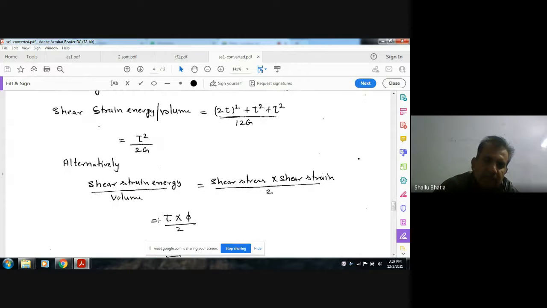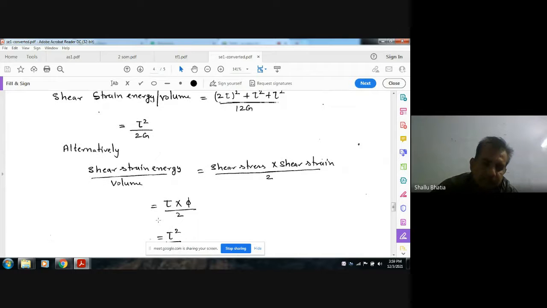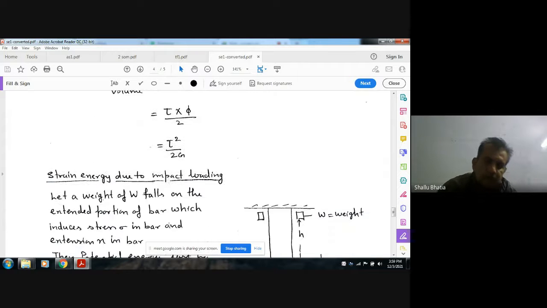Or alternatively, we have tau as shear stress, and phi is the shear strain. The strain energy is tau into phi by 2, like in the normal case, sigma into epsilon by 2. When it is related to shear, it is shear stress tau times shear strain phi by 2, and phi is tau by G, so it will be tau square by 2G.